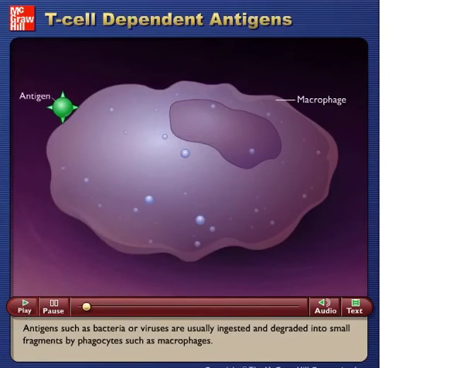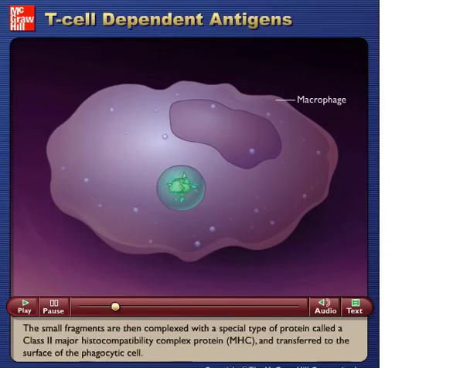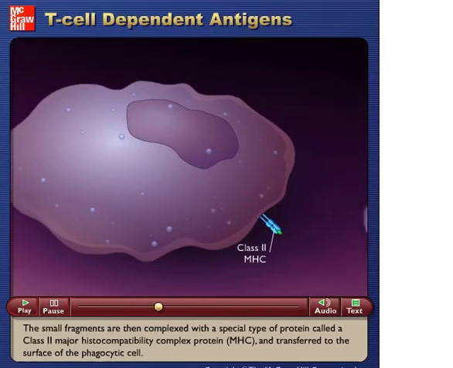Antigens, such as bacteria or viruses, are usually ingested and degraded into small fragments by phagocytes such as macrophages. The small fragments are then complexed with a special type of protein called a class II major histocompatibility complex protein, MHC, and transferred to the surface of the phagocytic cell.